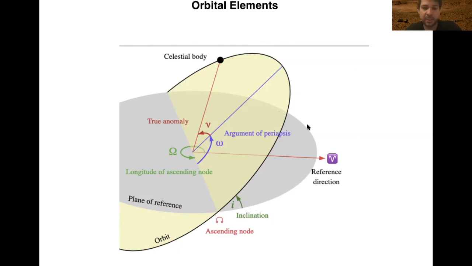The six elements, semi-major axis, eccentricity, inclination, argument of periapsis, true anomaly, and longitude of the ascending node, completely specify the orbit in three-dimensional space. As we're going to see in celestial mechanics, these can be converted into position and velocity. Because these are vectors, you have three position components in space and three components of the velocity vector. Again, six quantities. They can be translated into these six orbital elements.